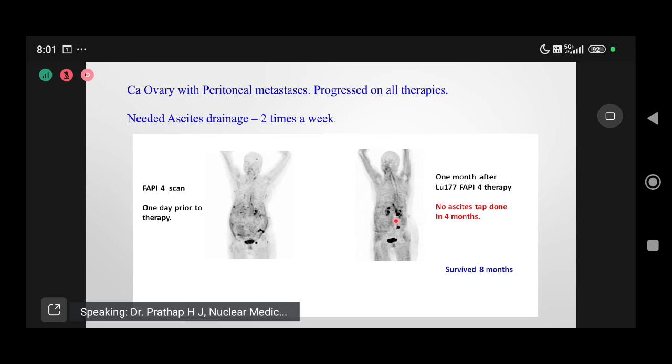It goes and binds there and destroys the microenvironment, and then chemo was added, a small dose of chemo, followed by the lutetium therapy. The patient didn't need ascites tapping for the next 4 months, and she survived for 8 months more.